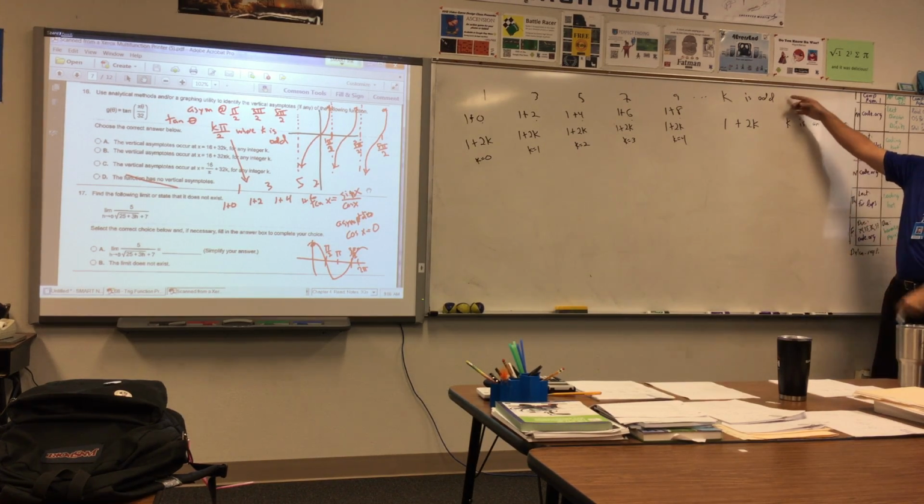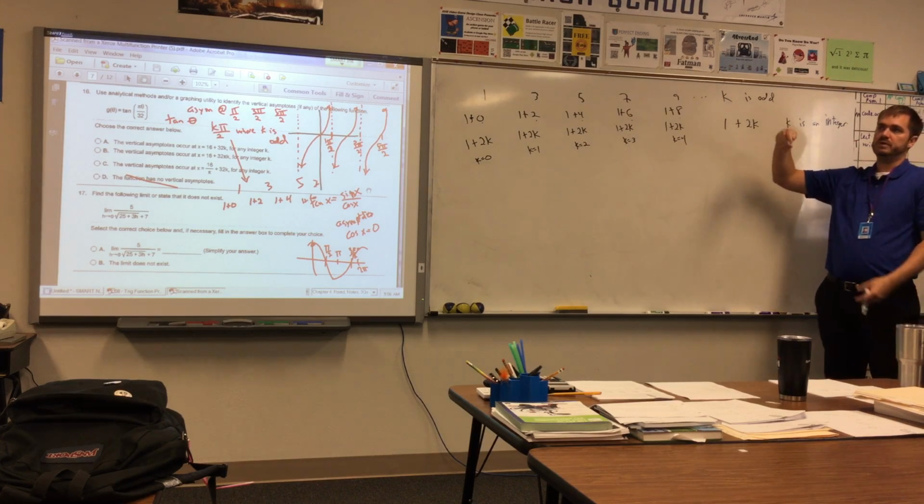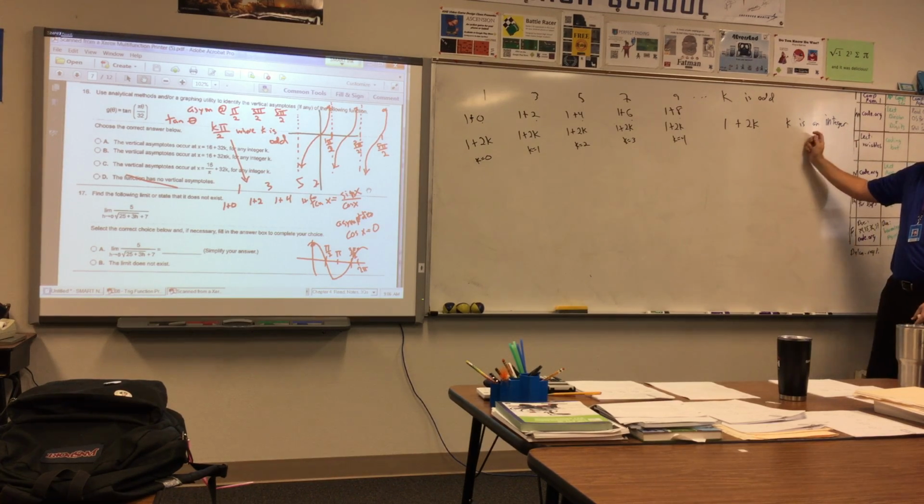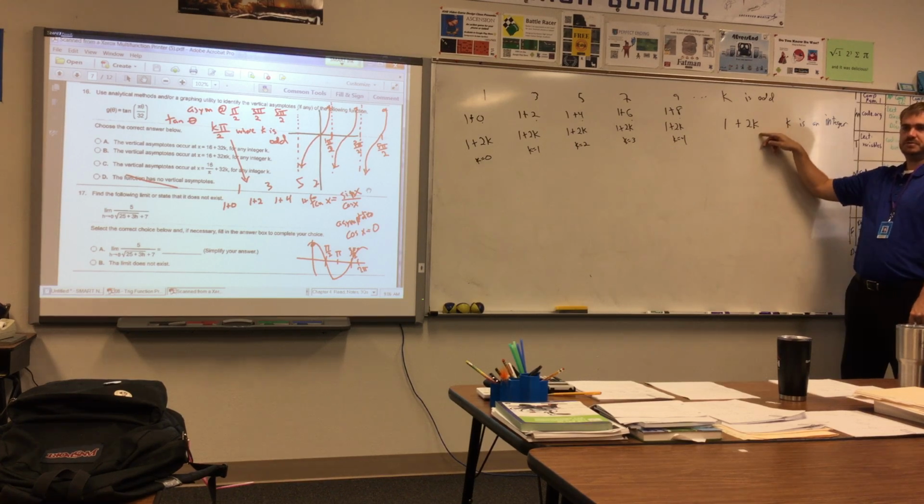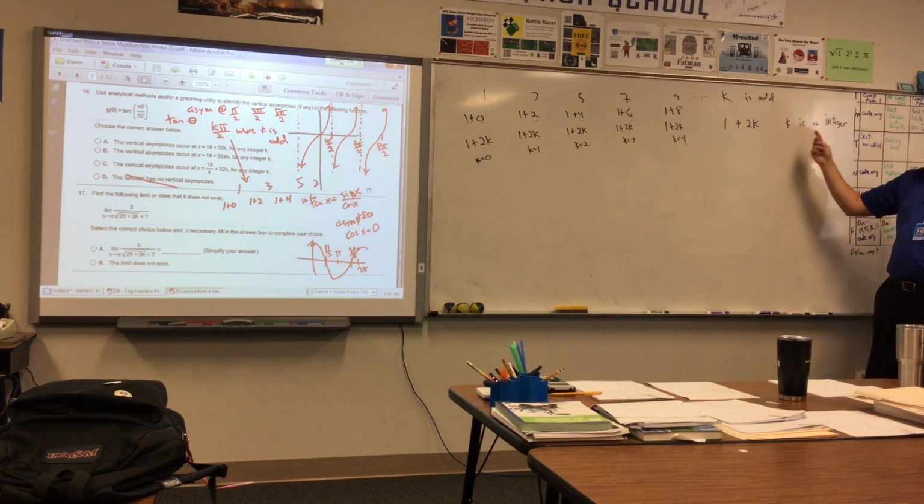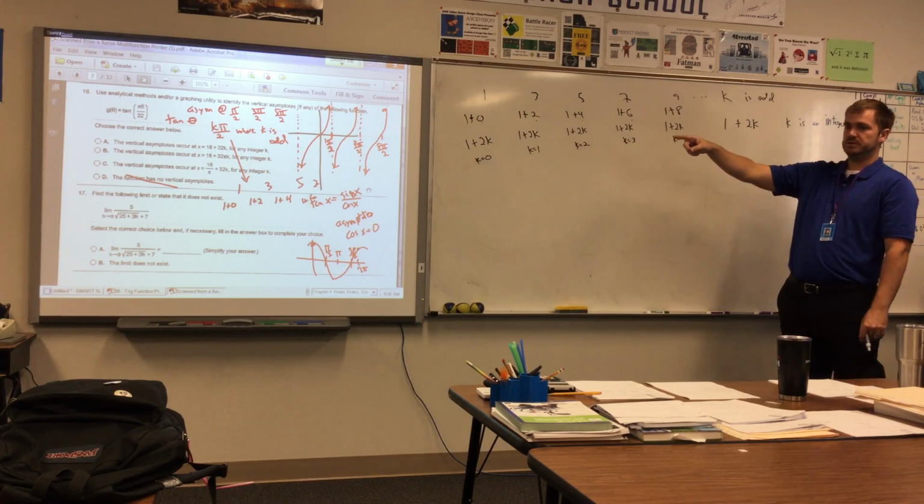So now I don't have to actually say odd and rely on the person to know what's even and what's odd. Every odd number is 1 plus 2 times k, where k is any integer. That's beginning to look a little bit closer here.